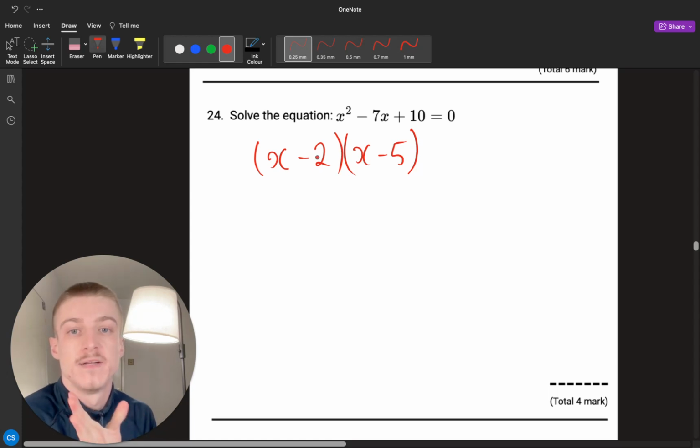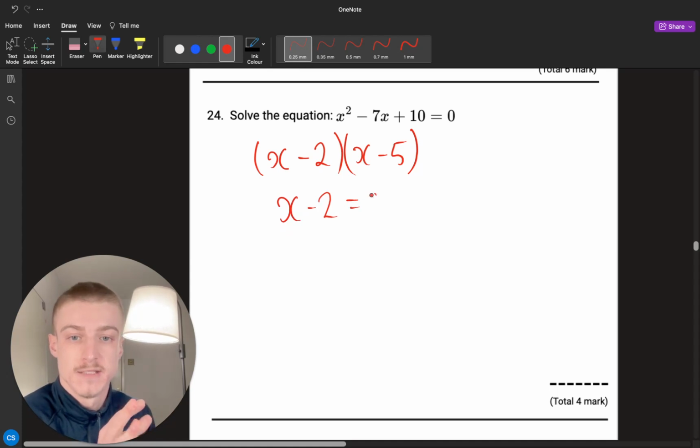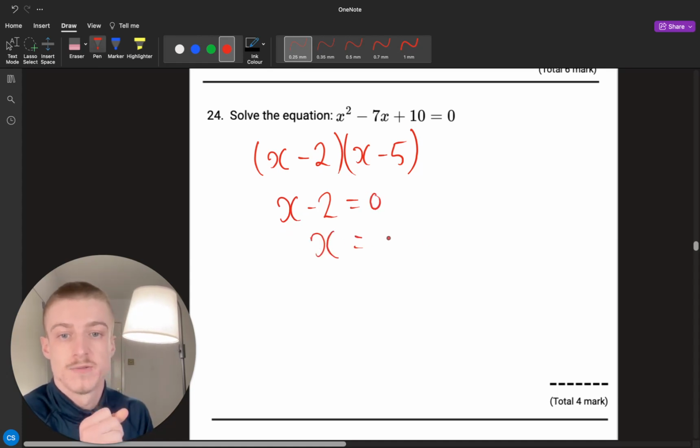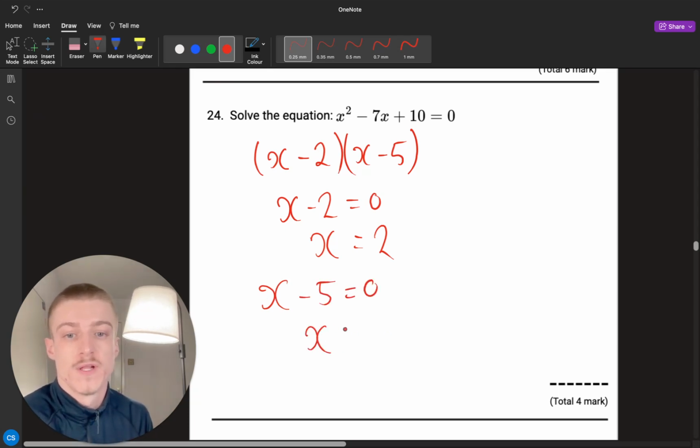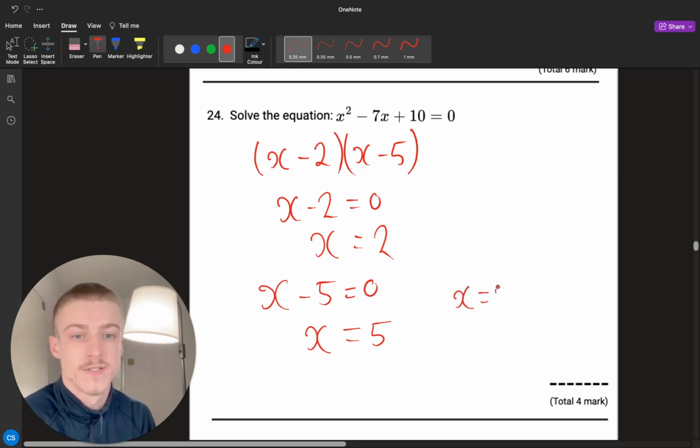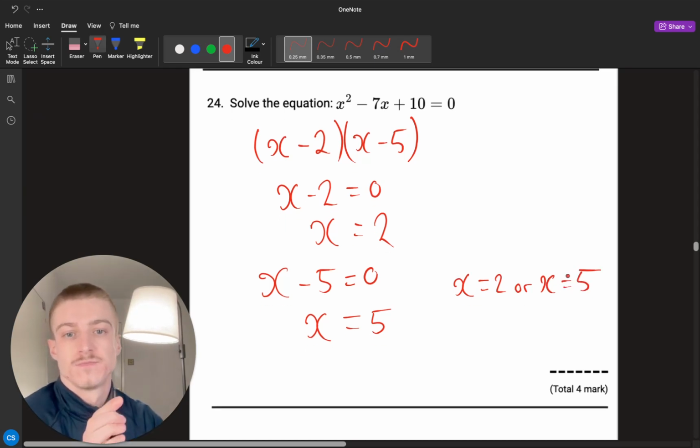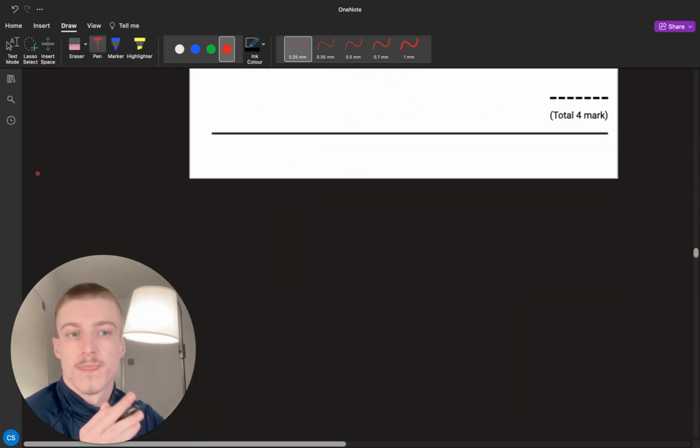But we need to set each individual bracket to 0. So x minus 2 is equal to 0. Rearranging that for x, we get x is 2. X minus 5 is equal to 0. So we know that x is equal to positive 5. Solve the equation, x is 2 or x is 5. Okay, lovely stuff.